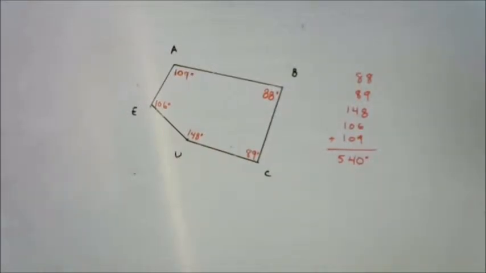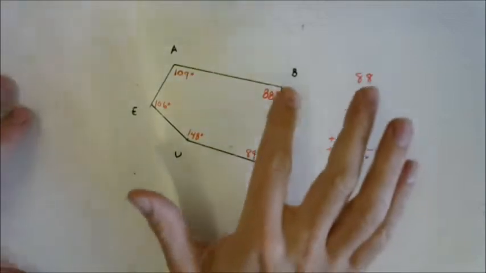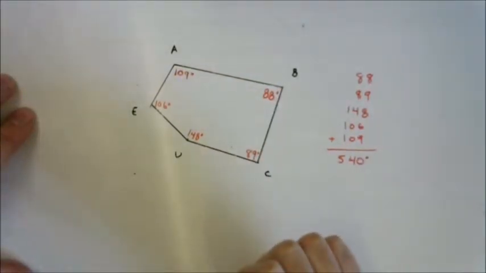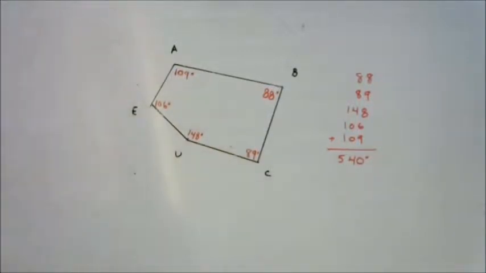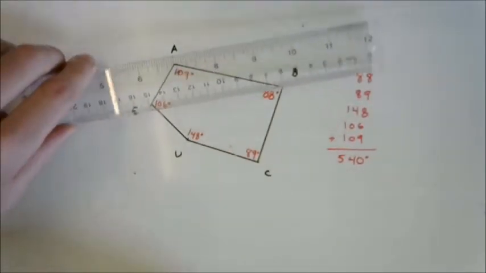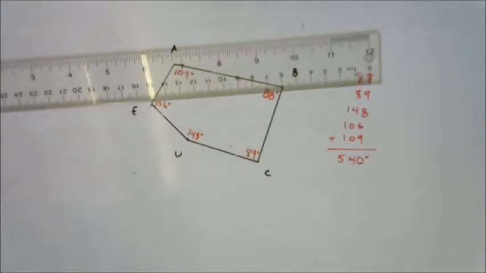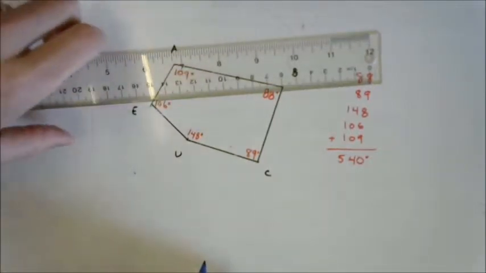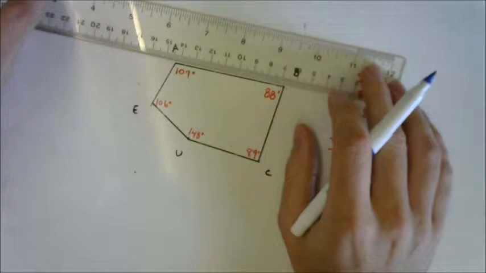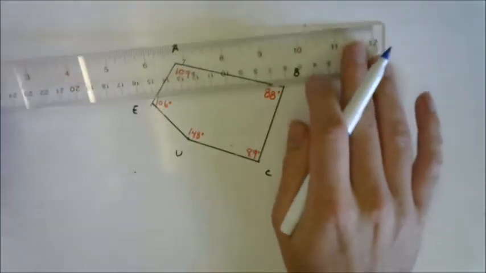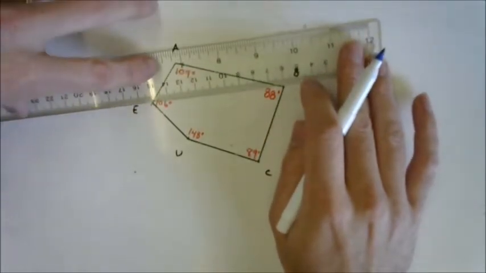Number 6, this part we should pay attention to together. Draw 2 diagonals from one vertex in your pentagon. So that means you're going to choose one vertex, doesn't matter which one, A, B, C, D, E. I'm going to draw them from B. And you're going to draw 2 diagonals. Well, if I go from A to B, that's not a diagonal. But I can draw a diagonal from B to E.